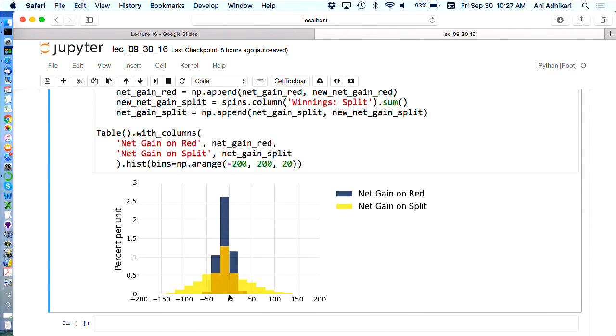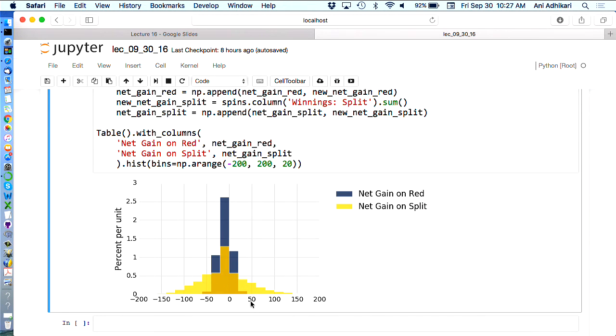What is the chance of making more than $50? Compare the two games. If you're betting on red, what's your chance of making more than $50, do you think? Pretty darn small, right? I would not say 0. This is an approximation, after all. It's just a simulation. But pretty darn small. You're not counting on making more than $50. What about if you were betting on the split? There's some chance. I'm looking here, and this is some area that is noticeable. There is some chance of making more than $50. So that sends us in the direction of wanting to bet on the split.